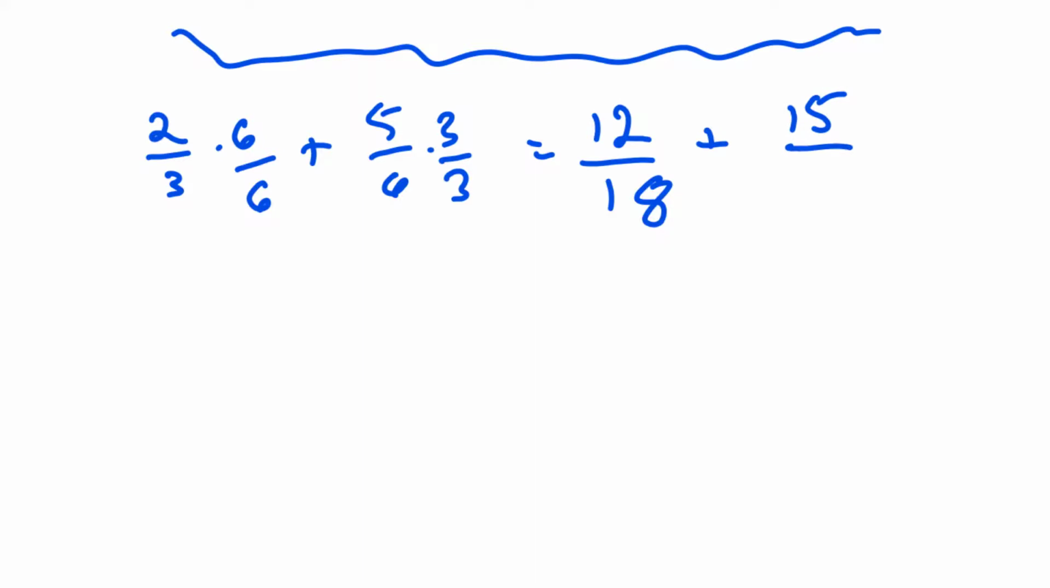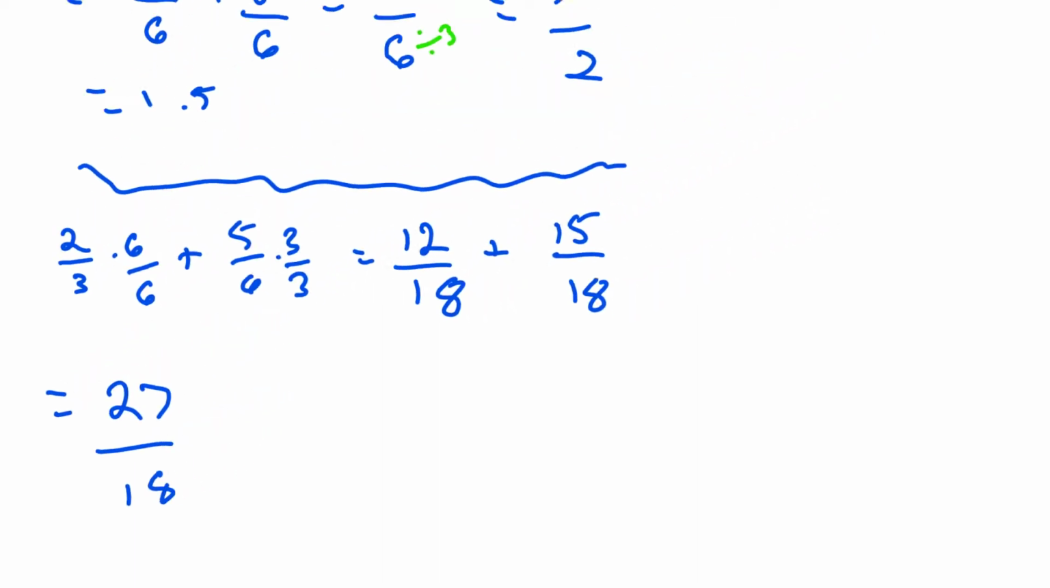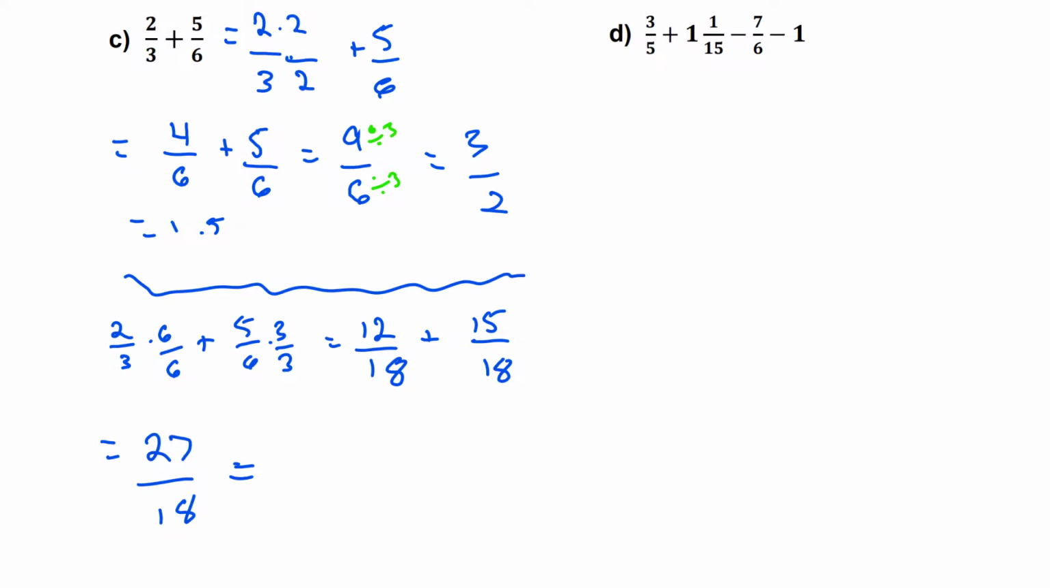And then it would be 15 over 18, which is really 12 plus 15 is 27 over 18. We can divide both by 9, which would be 3 over 2, which is again 1.5. You see how they both give the same answer here.